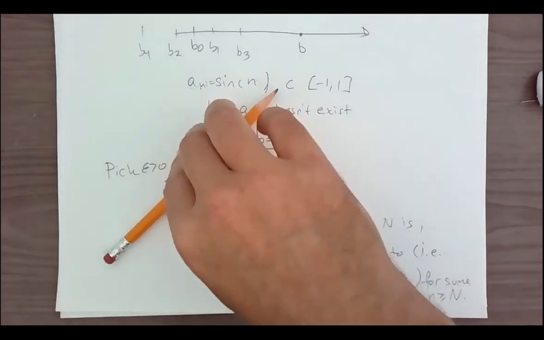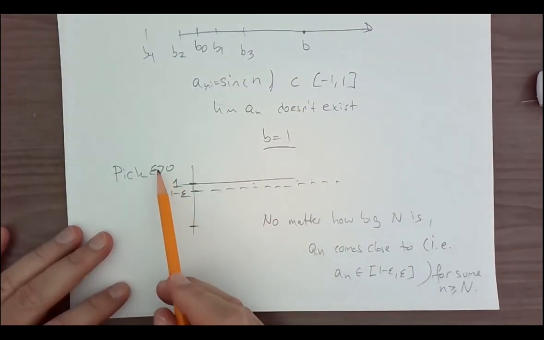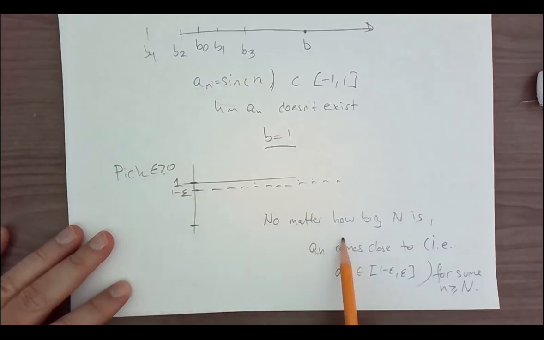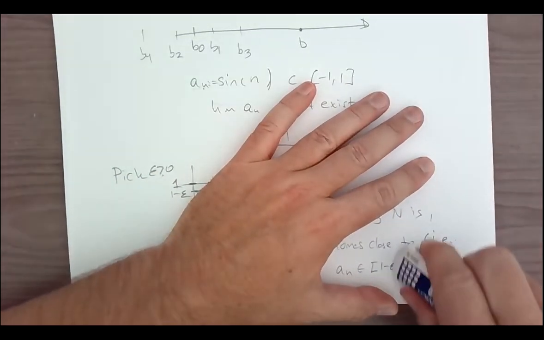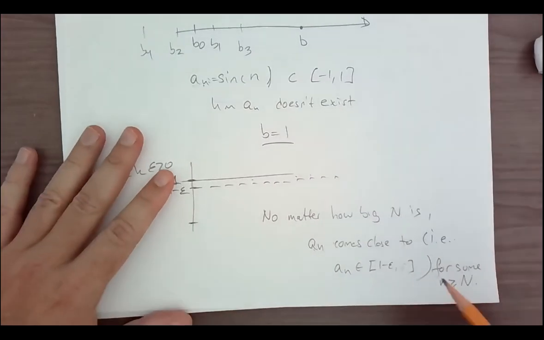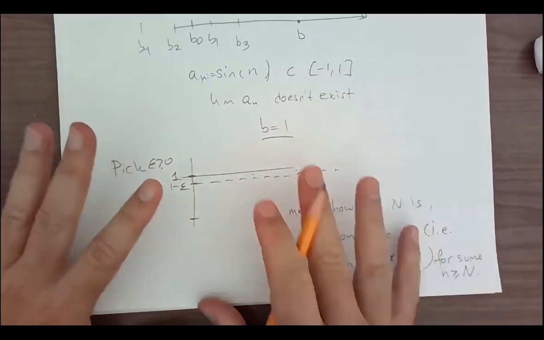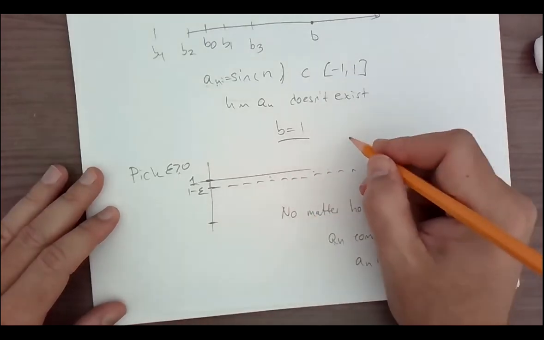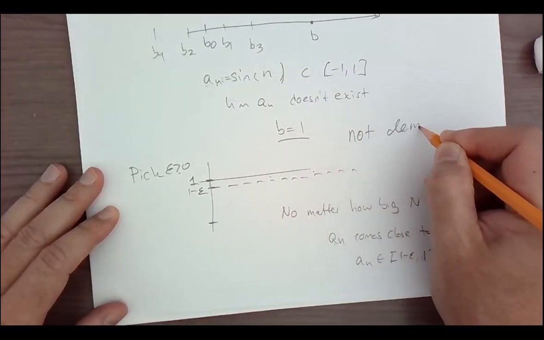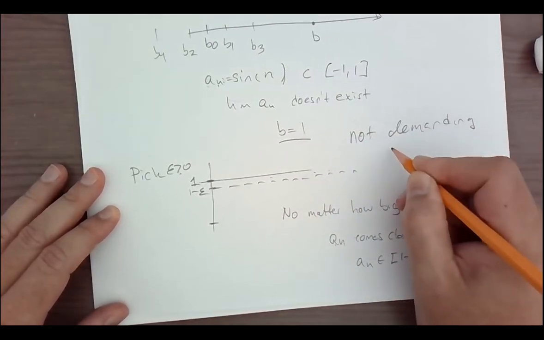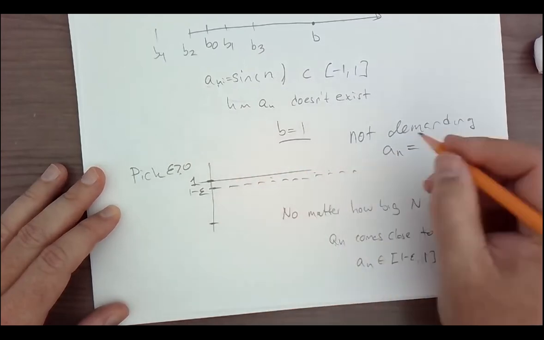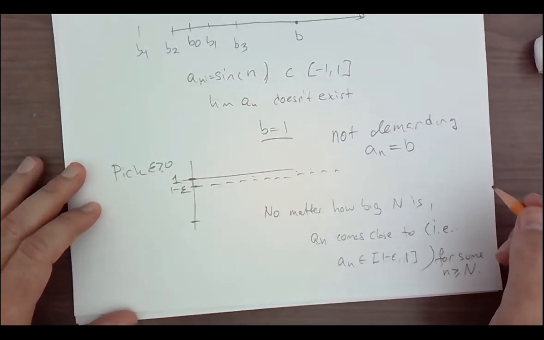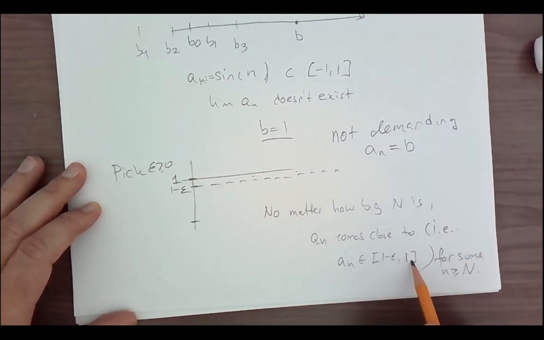We're not demanding here that you hit the limit either. We're saying we're entering the neighborhood, we're coming close to it. We're not saying this should not be epsilon, this should be 1. We are not demanding that a_n equals b, but we're just demanding that we're close.